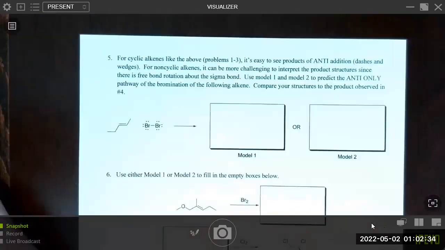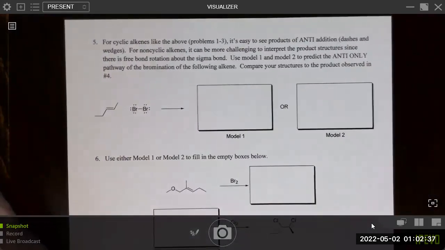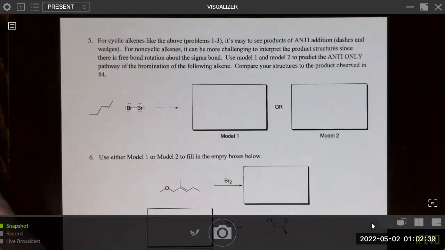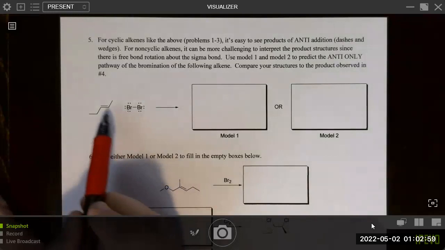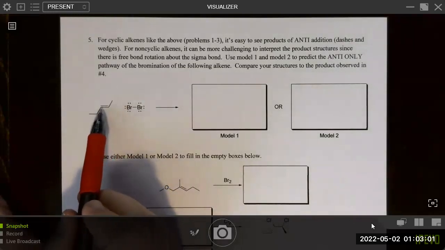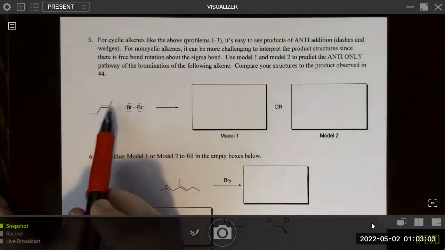All right, let's look at the second one, second page. And it says for cyclic alkenes, like the ones that we saw in problems 1 through 3, it's relatively easy to see the anti-addition product because we always use dashes and wedges. For non-cyclic alkenes, it can be more challenging to interpret the product since there is free bond rotation about the sigma bond. So with the double bond, we cannot rotate, right? These are anti or opposite, right? They're trans.